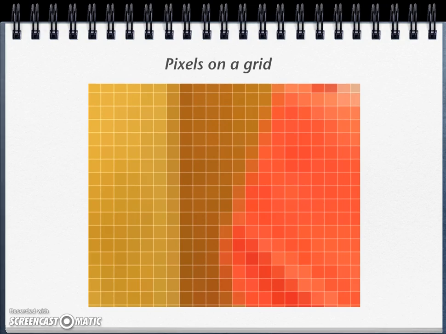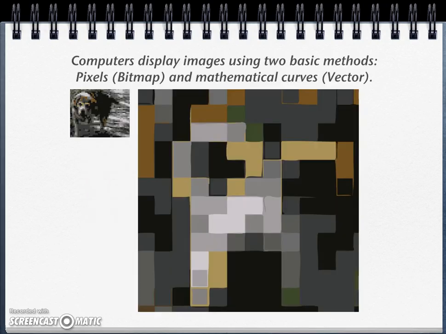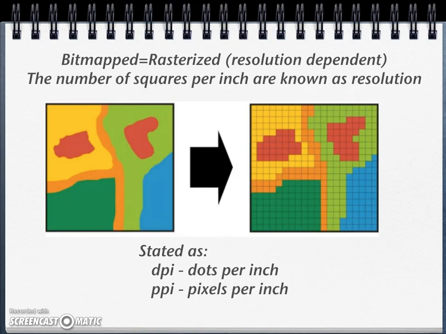Bitmapped images are basically pixels on a grid, which means if you take an image and blow it up really huge, you'll see all these little squares. The other type of image utilizes mathematical curves, and that's called vector. We'll explore that at another time.